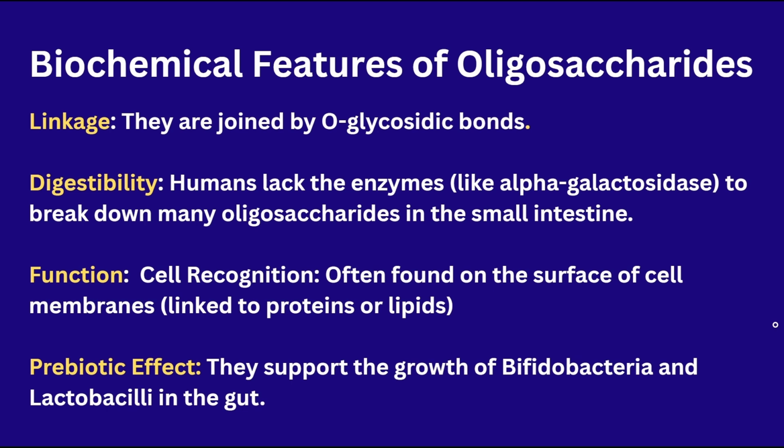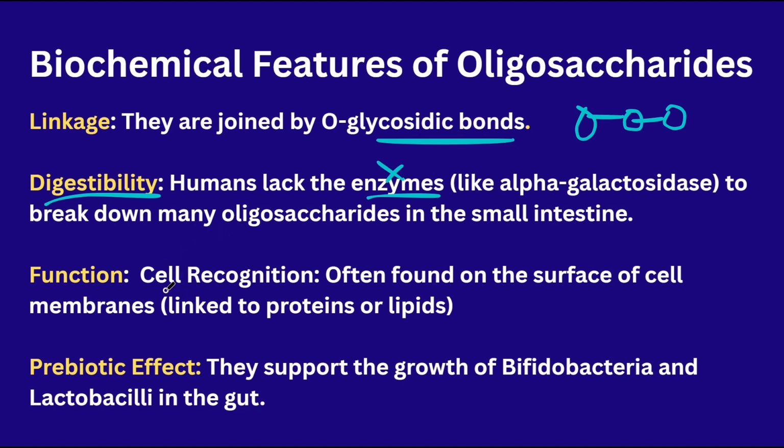Biochemical features of oligosaccharides. These oligosaccharides contain glycosidic bonds. Obviously, these monomeric molecules are bound with the help of the glycosidic bond. The main importance of the oligosaccharides is that they cannot be digested in our human body, because our body does not have the enzymes to digest them.